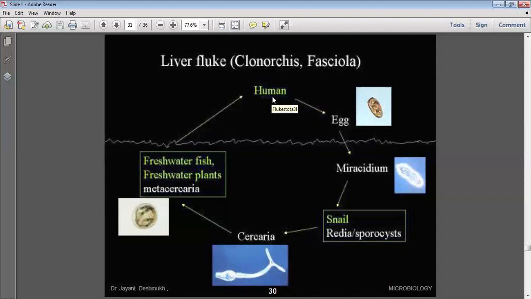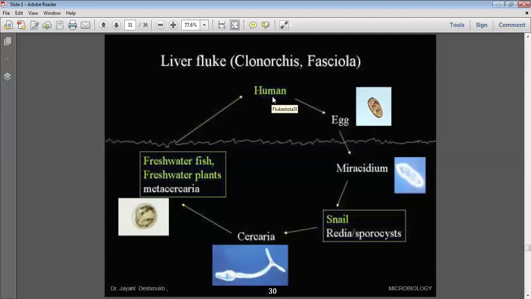Larvae are released. But in Fasciola hepatica, the larvae do not develop directly into adult worm. These larvae penetrate the gut wall and enter into the peritoneum. From the peritoneum they enter into the liver, break the tissue of the liver, and in the liver they multiply and develop into adult worm, and then they enter into the bile duct or gallbladder.